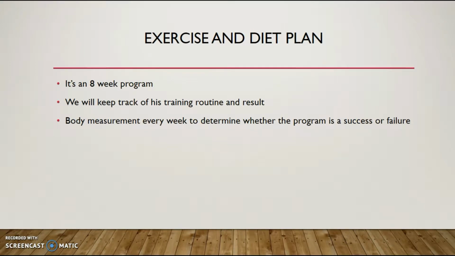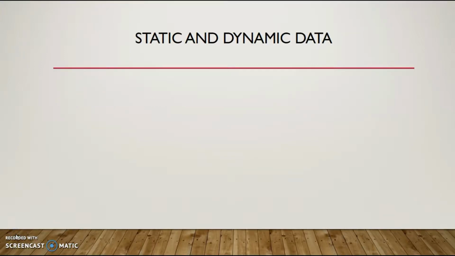After we have gathered all this information, we can provide Bono an exercise and diet plan. This is an 8-week program whereby we will keep track of his training routine and result. We will measure the body measurement every week to determine whether the program is a success or a failure. But the most important thing here is how are we going to measure Bono's performance based on the data we have collected. In order to do so, first we need to talk about the static and dynamic data.